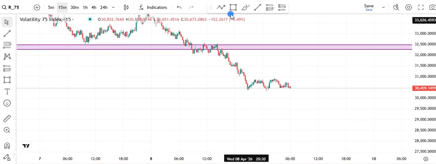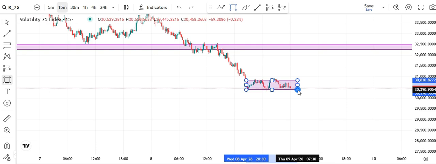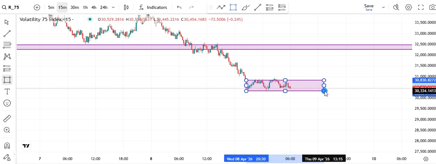So this being the 15-minute chart, here is the level I mentioned earlier. You can see the coming levels around here.